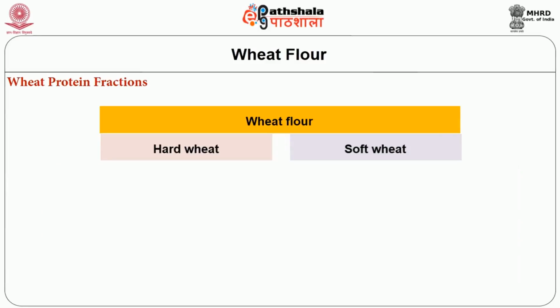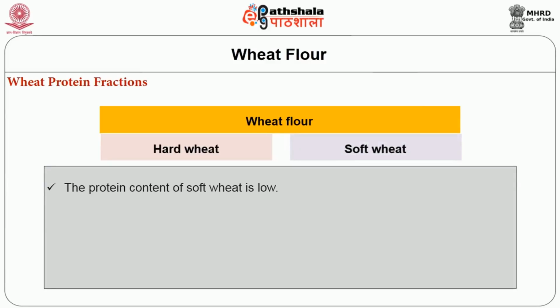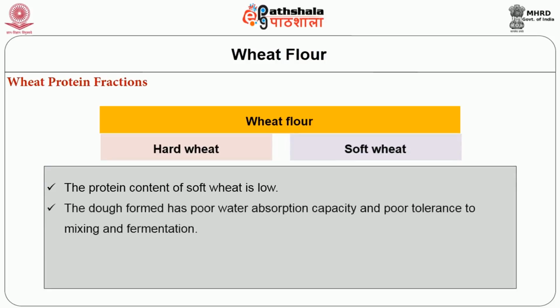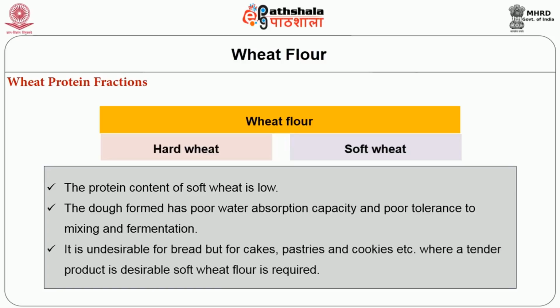Now, another one is the soft wheat, which has a comparatively lower protein content, and the dough formed has poor water absorption capacity, poor tolerance to mixing and fermentation. Although soft wheat flour is undesirable for bread, for cakes, pastries and cookies etc., where a tender product is desirable, soft wheat flour is required.